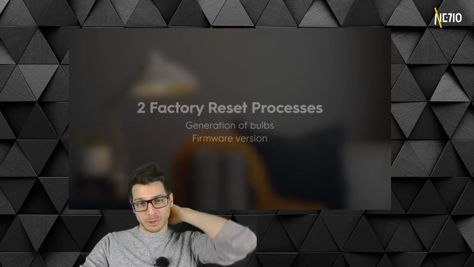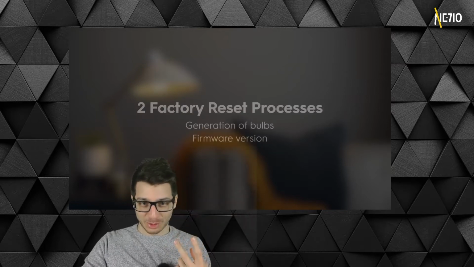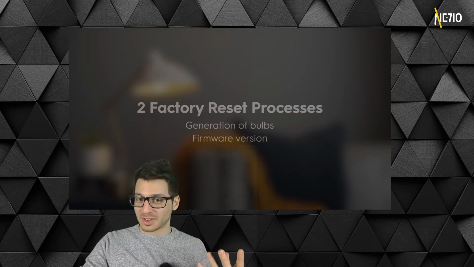It's getting complicated already. Why do we have two factory reset processes? And why does it depend on so many things?